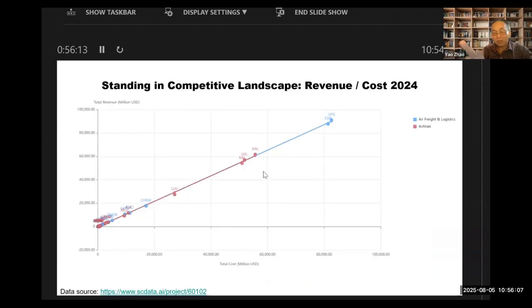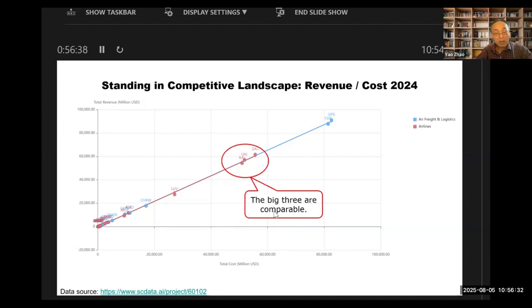Let me skip those industry analysis first. You can see this in a teaching deck. Let me fast forward to the positioning in the competitive landscape. Let's plot the U.S. airlines and U.S. air freight logistics together on the same map. Here is total revenue versus total cost.